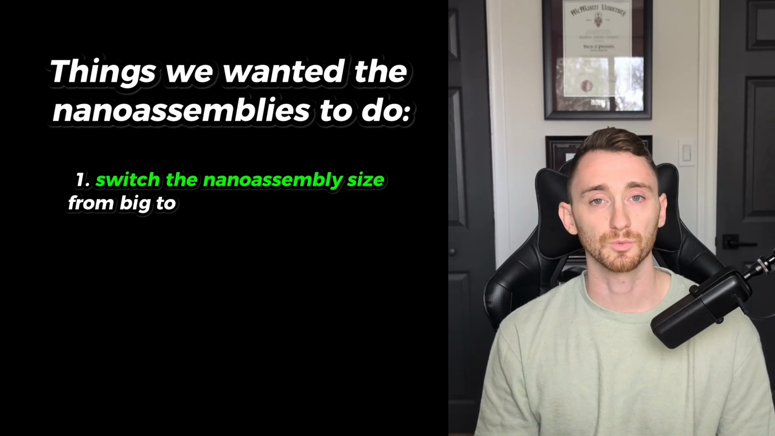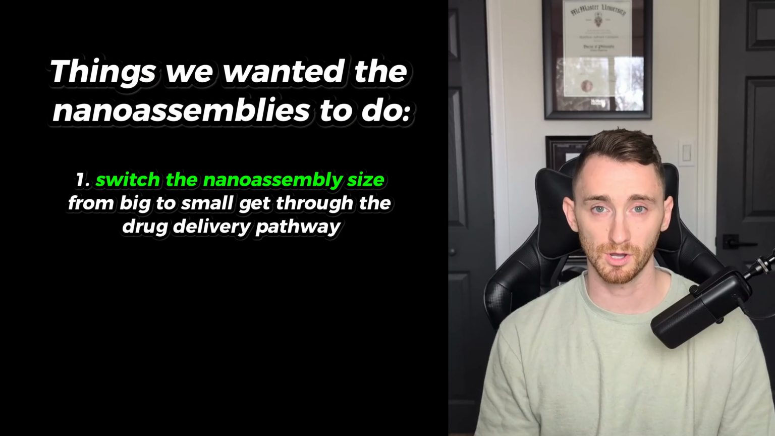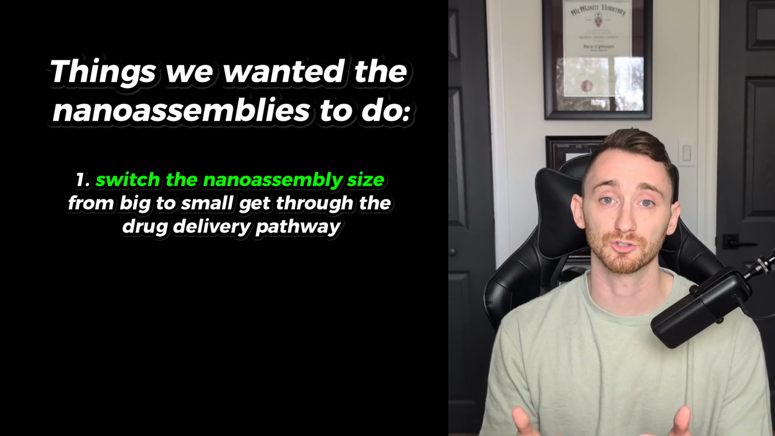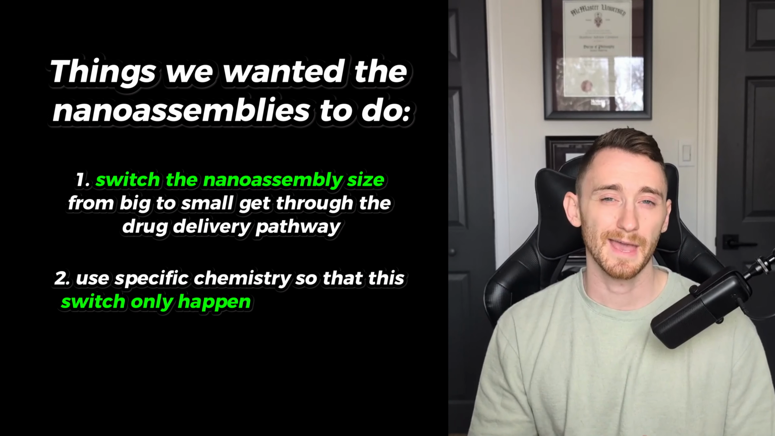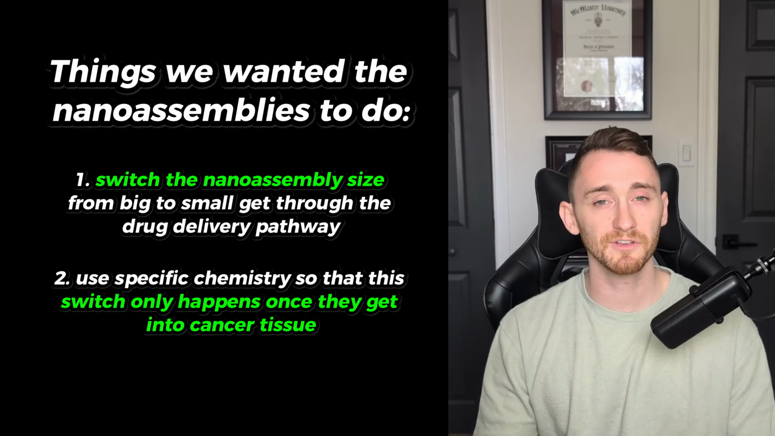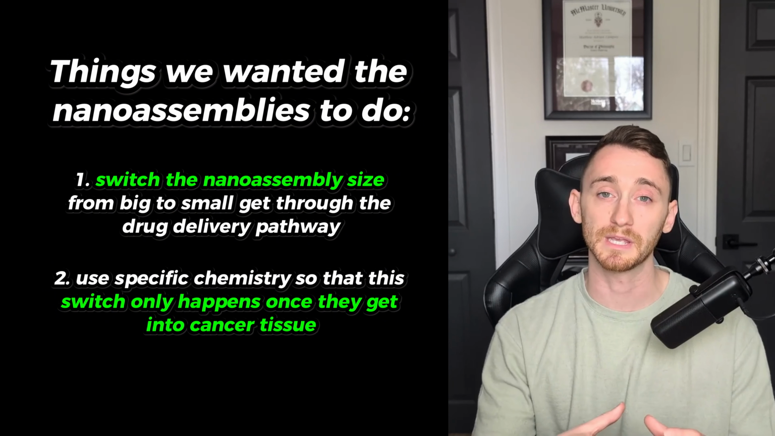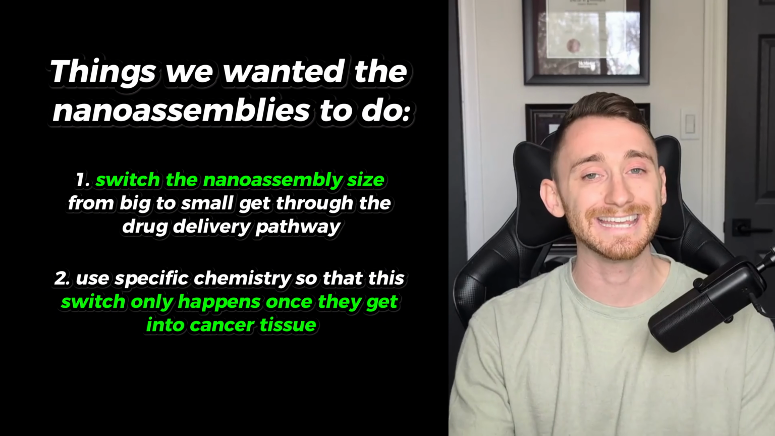There are two main things we wanted to show with these nanoassemblies. One, that we could switch the nanoassembly size from big to small in order to accommodate each step of that drug delivery pathway. And two, the chemistry of the nanoassembly was specifically chosen so that the nanoassembly would become those different sizes only when they needed to be that size. In this case, the size would switch only once the nanoassembly was in the cancer, and not while it was just floating around in your blood.